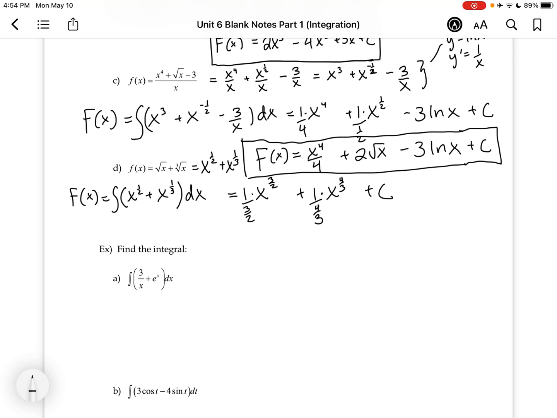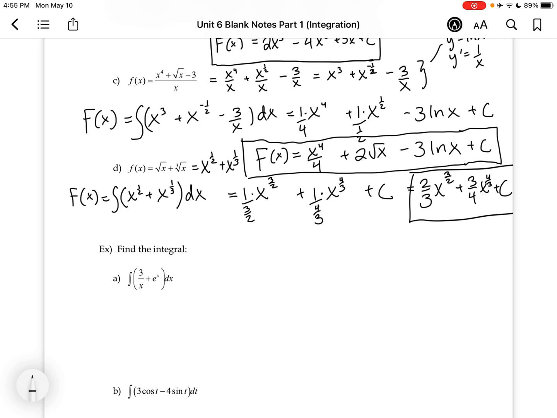Okay, and then I'm going to fix the coefficients up a little bit, right? So 1 divided by 3 over 2 is 2/3. So this is 2/3 x to the 3 over 2. And then 1 divided by 4 over 3 is 3/4, plus 3/4 x to the 4 over 3 plus c. There. I remembered the c that time. There we go. Okay.